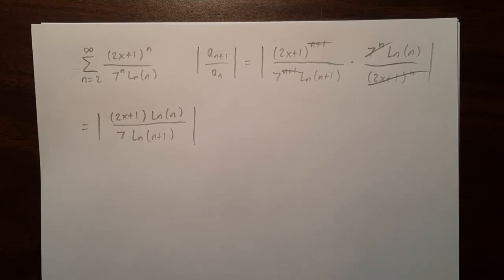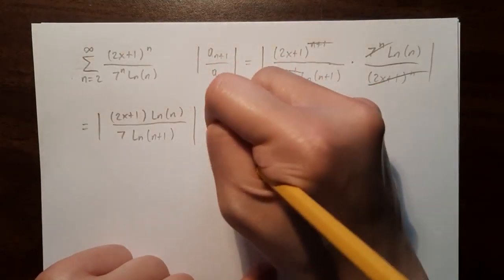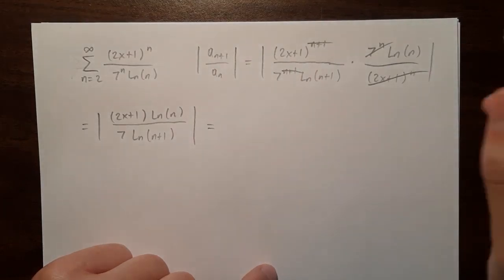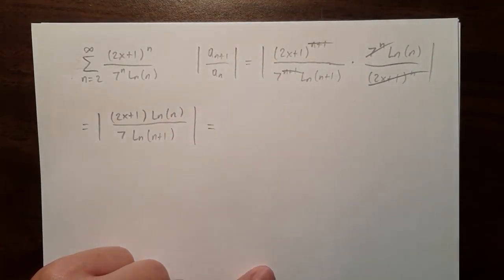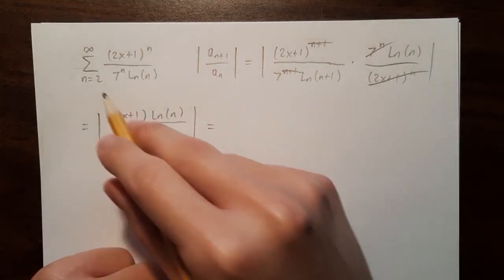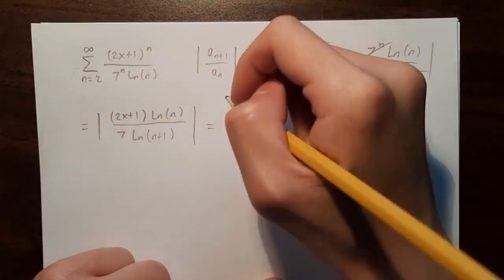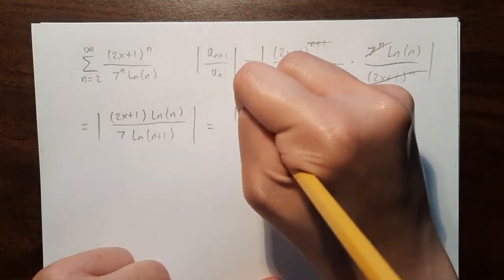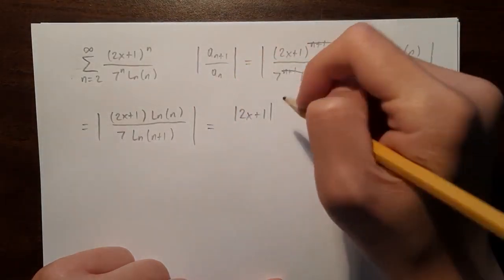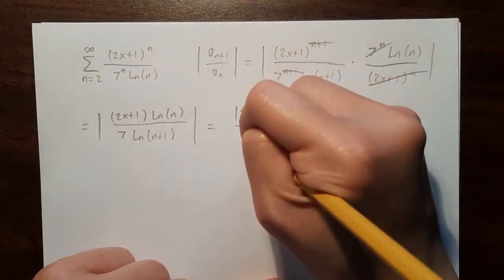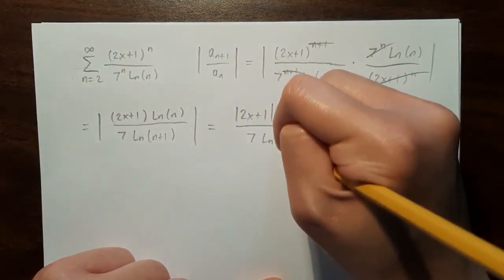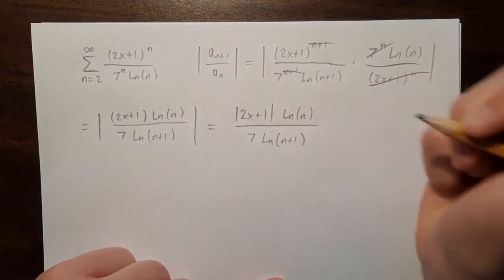All right, well, that's okay. Let's see if I can simplify the absolute values anyway. Both ln of n and certainly ln of n plus 1 are going to be positive because we're starting at n equals 2. So in that case, I can just turn this into the absolute value of 2x plus 1 times ln of n divided by 7 times ln of n plus 1.